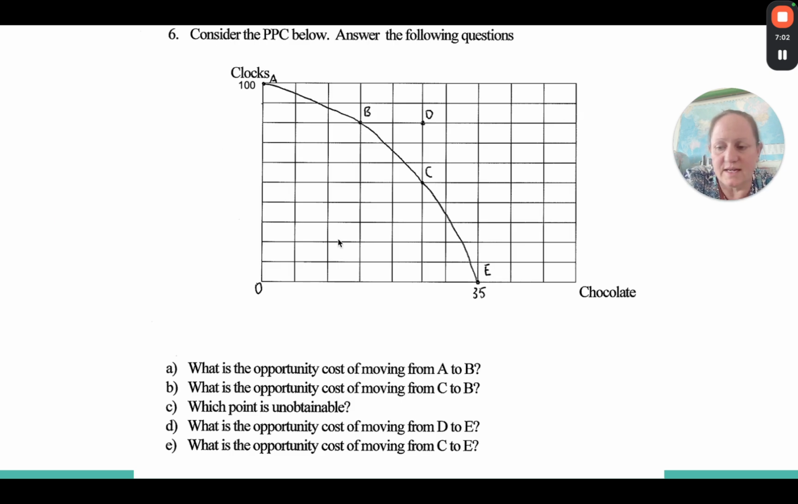The answers to this exercise, which you can go through and do in your worksheet right now: the opportunity cost of moving from A to B would be 20 clocks, or 4/3. The opportunity cost of moving from C to B would be 10 pieces of chocolate, or 1/3. Which point is unobtainable? The answer is D. And the opportunity cost of moving from D to E is 80 clocks, or 8. And the answer for E is 50 clocks, or 5.